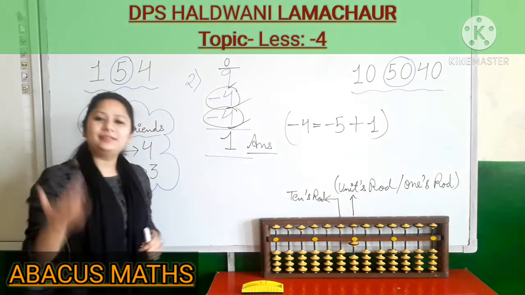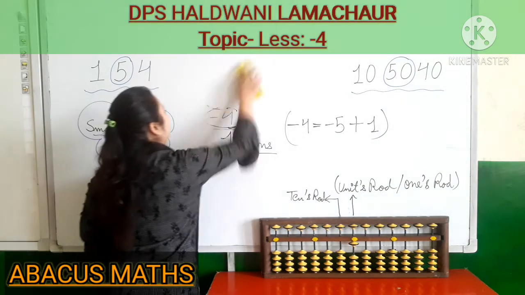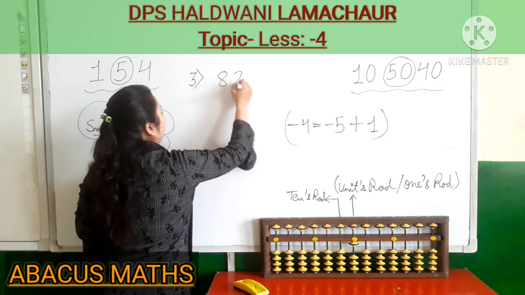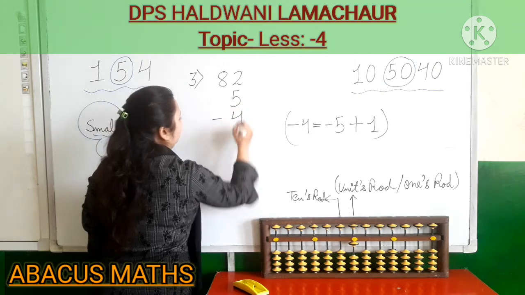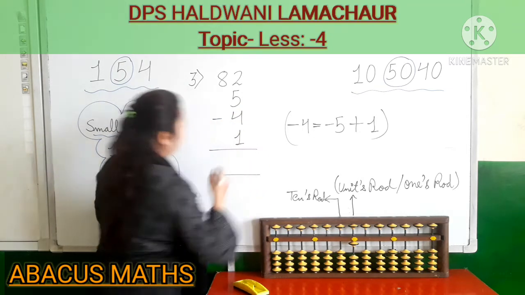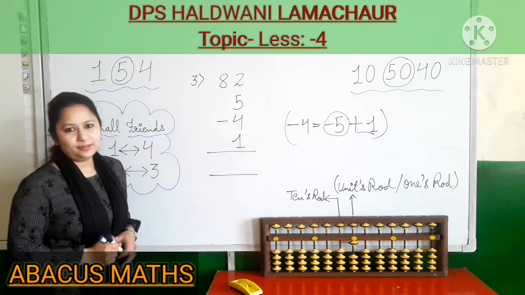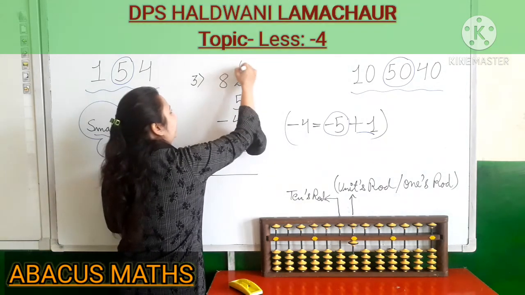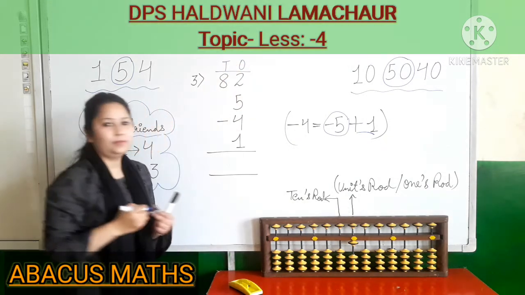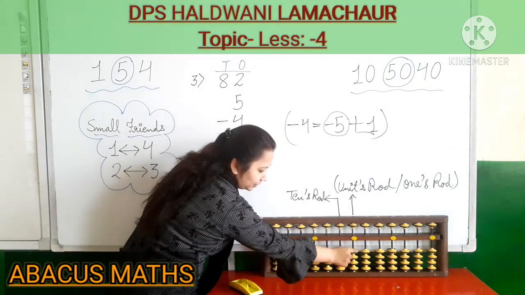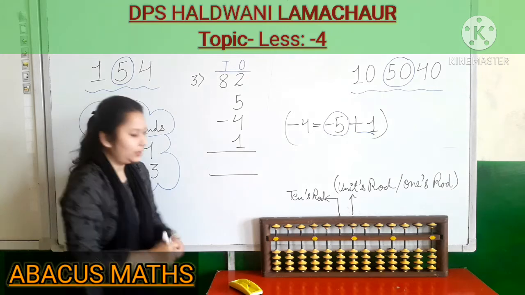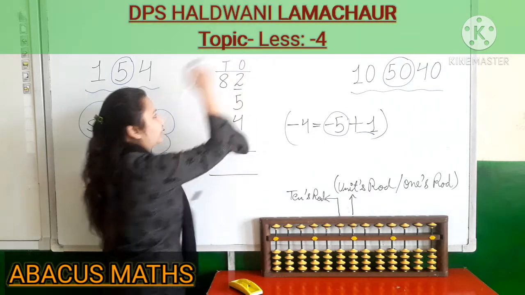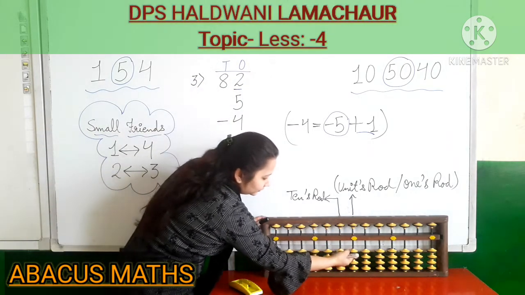Now we will move to the third sum. Now kids, this is your third sum. As you can see that it is a 2-row sum. So put the first row in one slot and the second row in 10 slot. Now set your abacus before calculation. Just put the lower beads down and upper beads up. Now first of all put this 2 in one slot. See, one slot it is there. 1, 2.